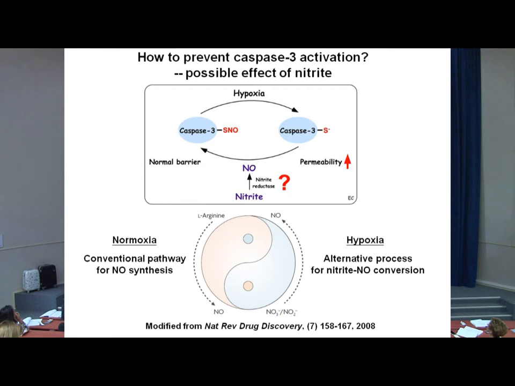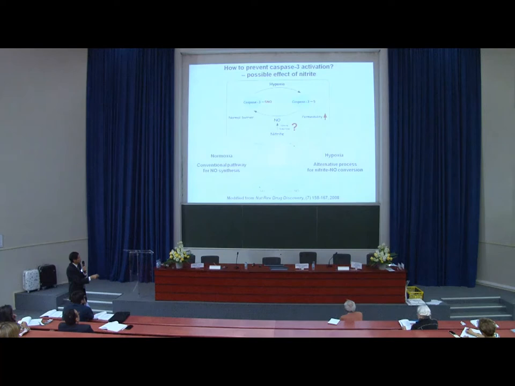So for this, we went to the literature, and we found nitrite, which has been used extensively in many studies, especially in cardiovascular diseases. Now, nitrite may be a good candidate because under hypoxic condition, it has been proposed that nitrite would function as a source of bioactive NO through the conversion by endogenous nitrite reductases.